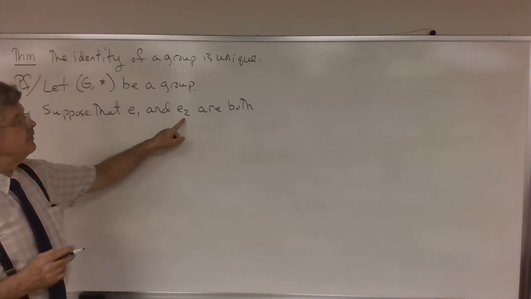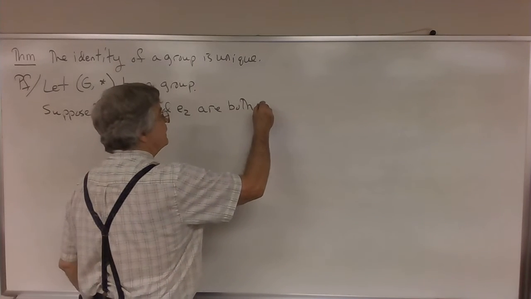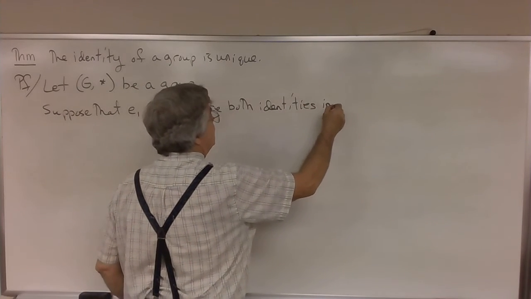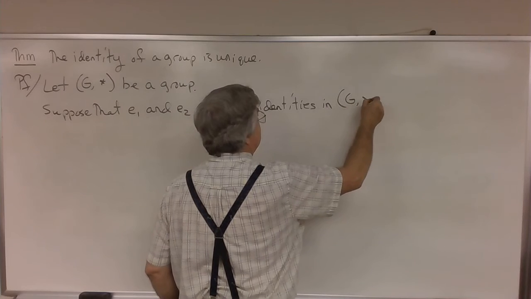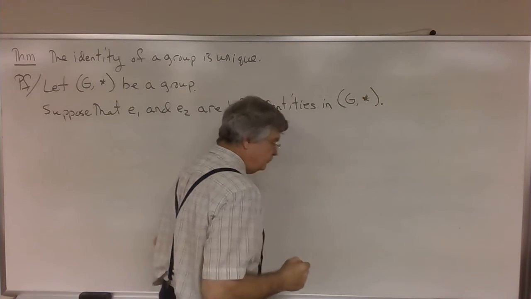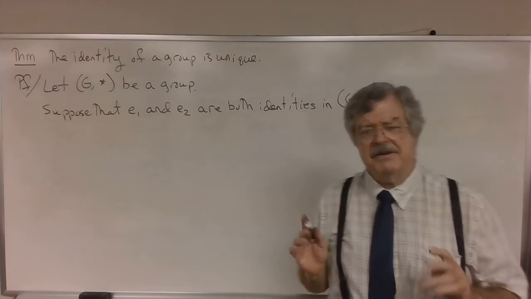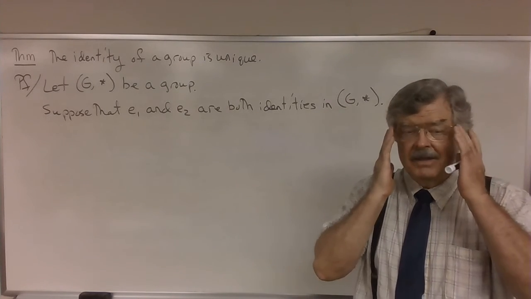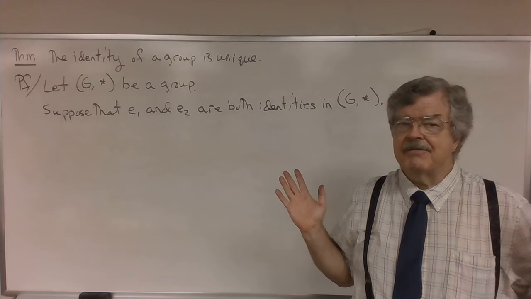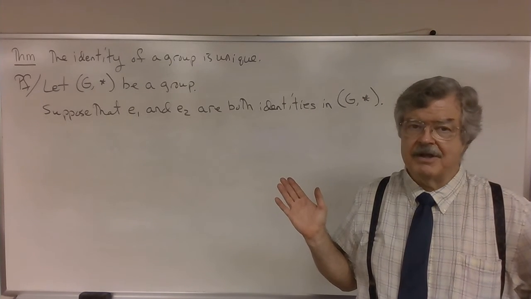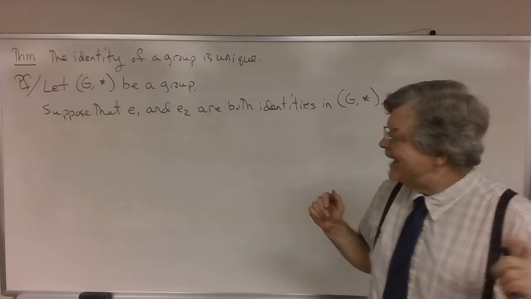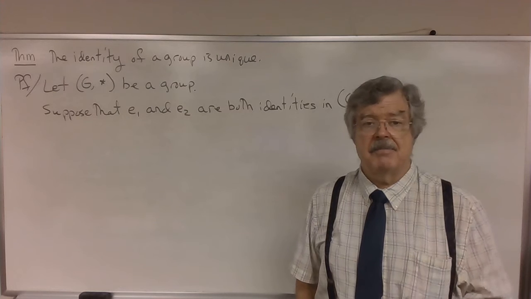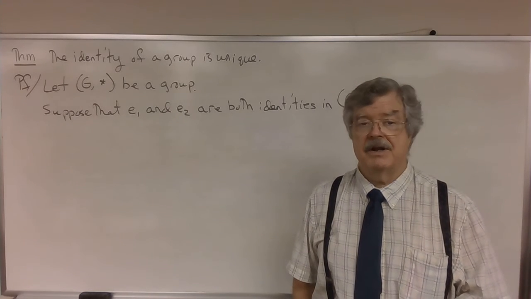Suppose that E1 and E2 are both identities in the group G. Now notice that I didn't say that E1 and E2 were distinct. We're allowing for the possibility that they are distinct, but by not saying that they have to be distinct, we're also allowing for the possibility that they're one and the same.